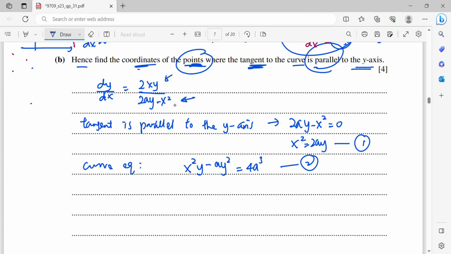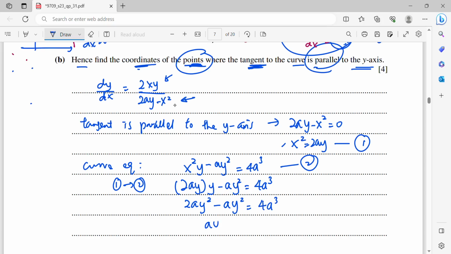So now I will substitute the first equation into second equation because I have found the x squared. So now first into second. So I will get 2ay multiplied with y minus ay squared equals to 4a cubed. Okay, do the expansion. So first term will be 2ay squared, then minus ay squared equals to 4a cubed. So for the left hand side, you will get ay squared equals to 4a cubed.